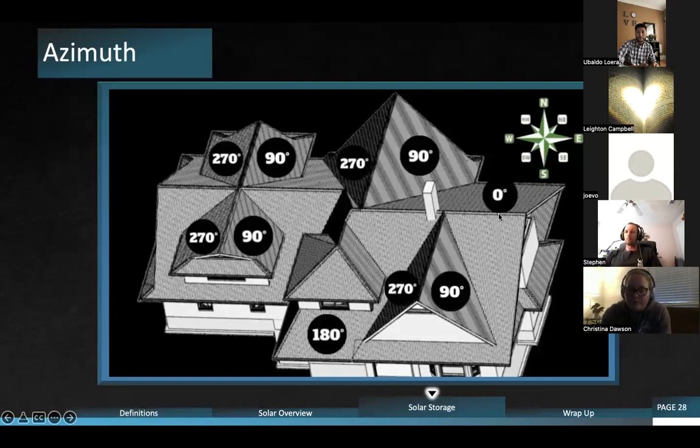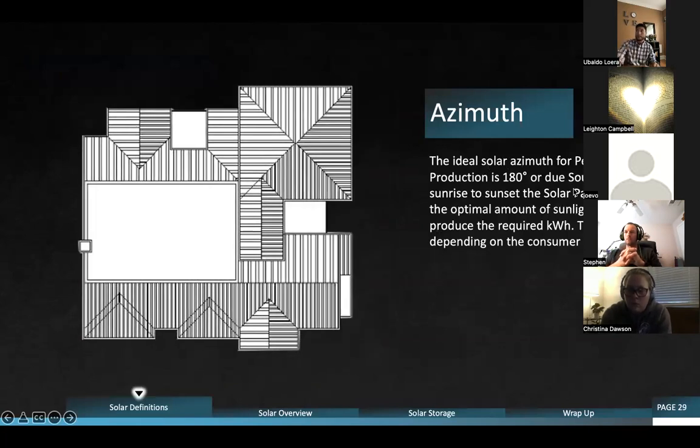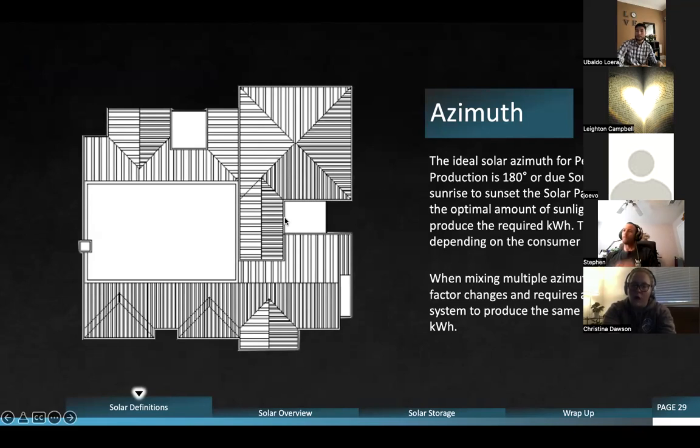So anything north is not a good point. We don't like going north unless we were going to be south of the equator. Okay. So we want to be 180, which is optimal, or due south, for solar, because from sunup to sundown, you're going to get the most direct sunlight on those panels throughout the day. From sunrise to sunset, the solar panels will receive the optimal amount of sunlight to produce the required kilowatt hours. This may vary depending on the consumer's needs. So it can be a factor with a lot of different things.